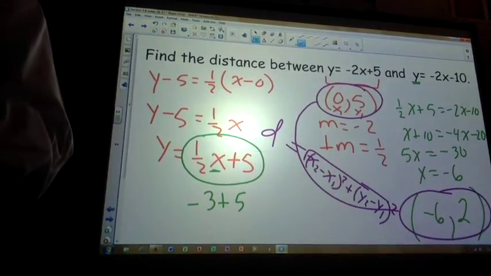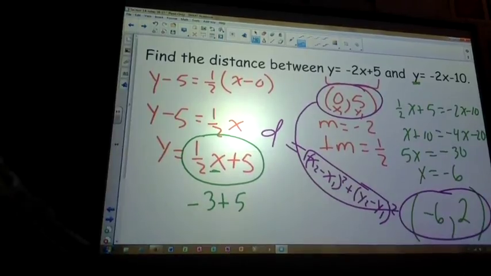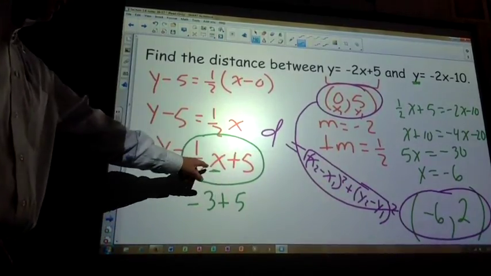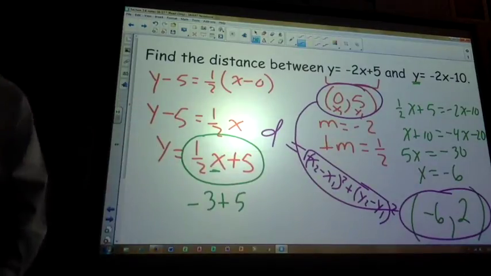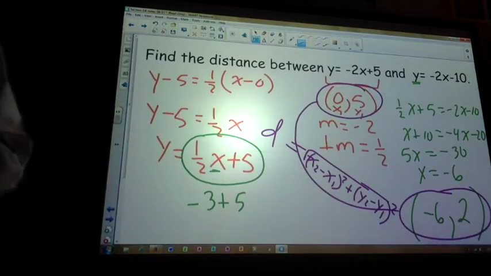Did you get 2 for the last one? I plug negative 6 right here. So half of negative 6 is negative 3. Negative 3 plus 5 is 2. So here it is. All right.